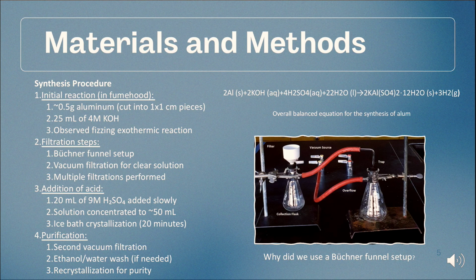The third step was the careful addition of acid. We added a 9 molar sulfuric acid and then concentrated our solution to about 50 milliliters using a hot plate, and then we placed this solution in an ice bath for about 20 minutes to promote crystallization. Finally, for purification, we performed a second vacuum filtration to collect our crystals. The recrystallization step was vital for improving the purity of our final product.